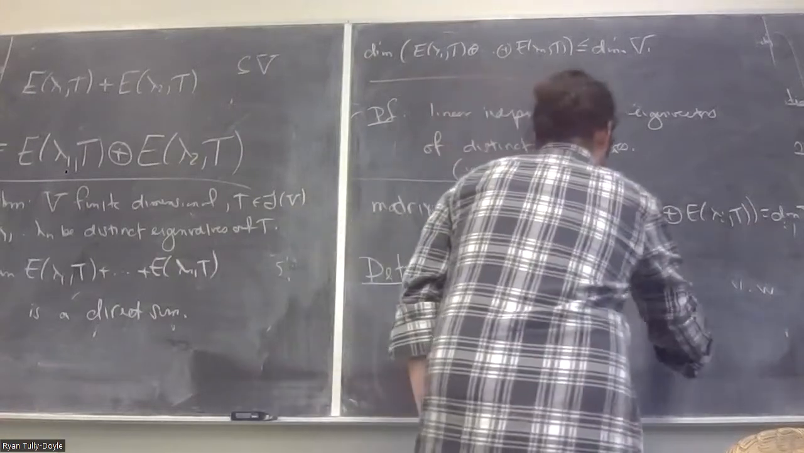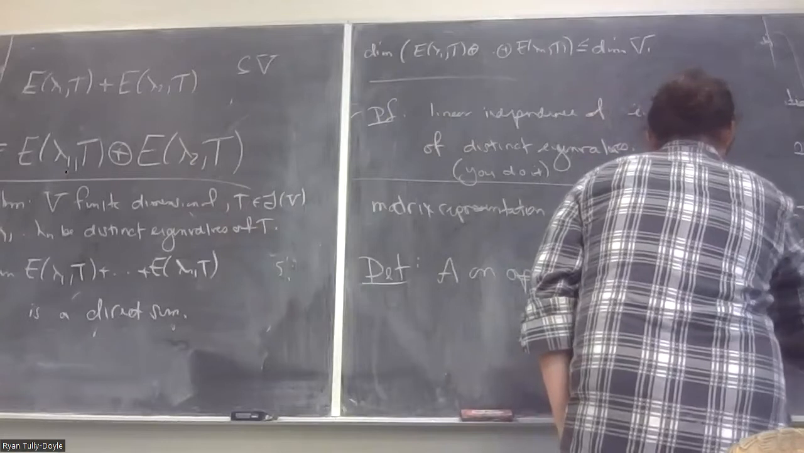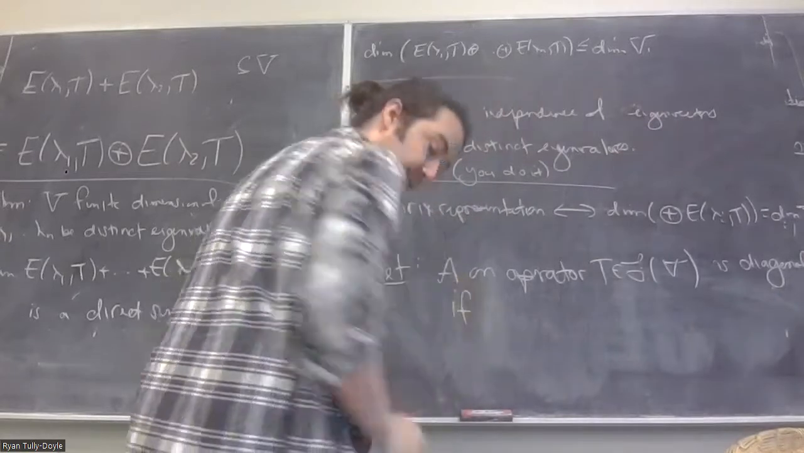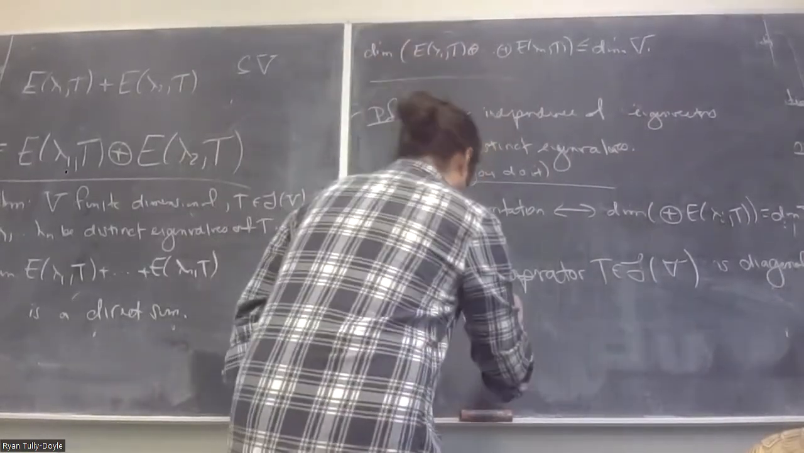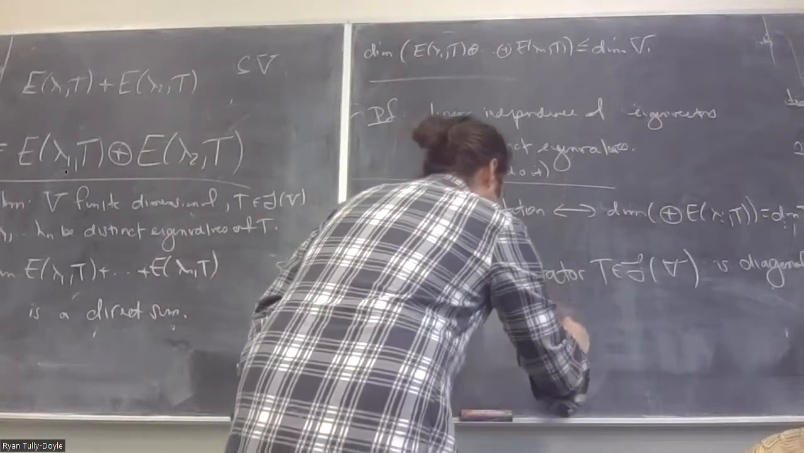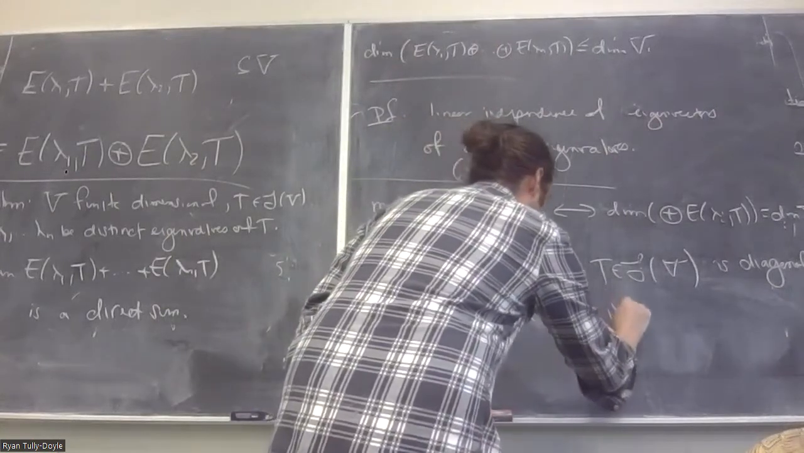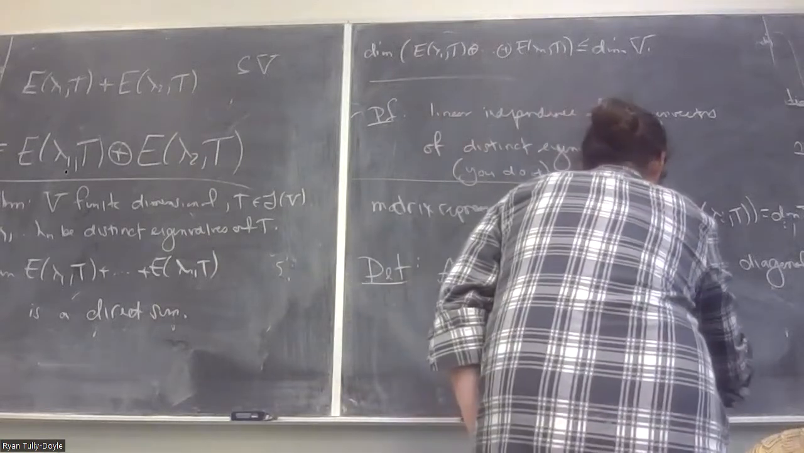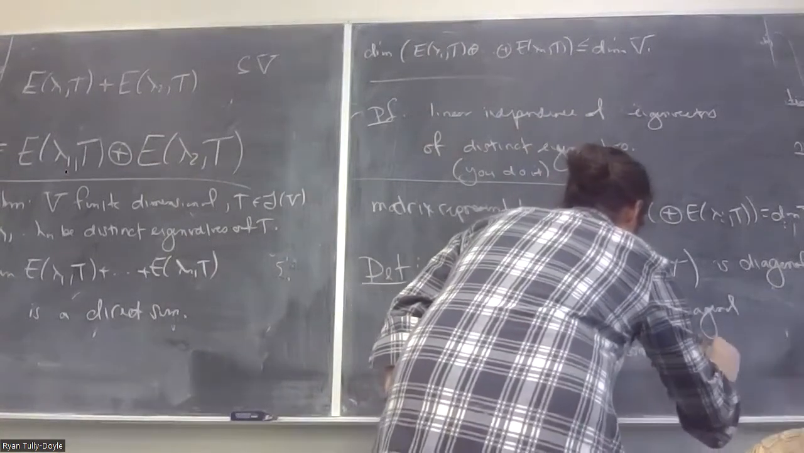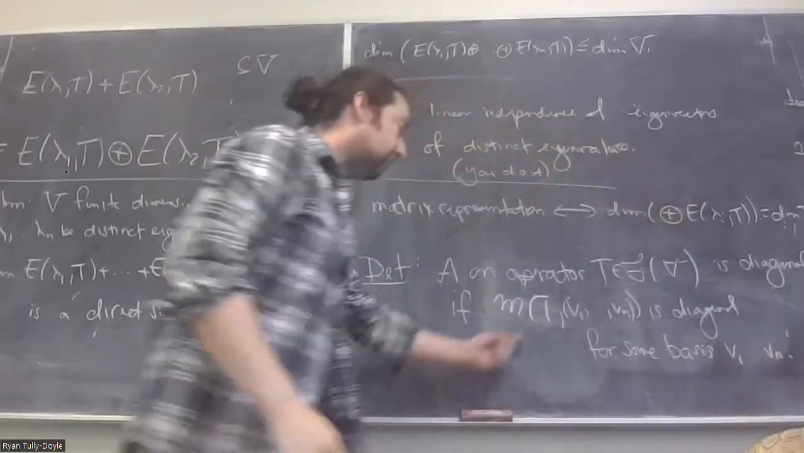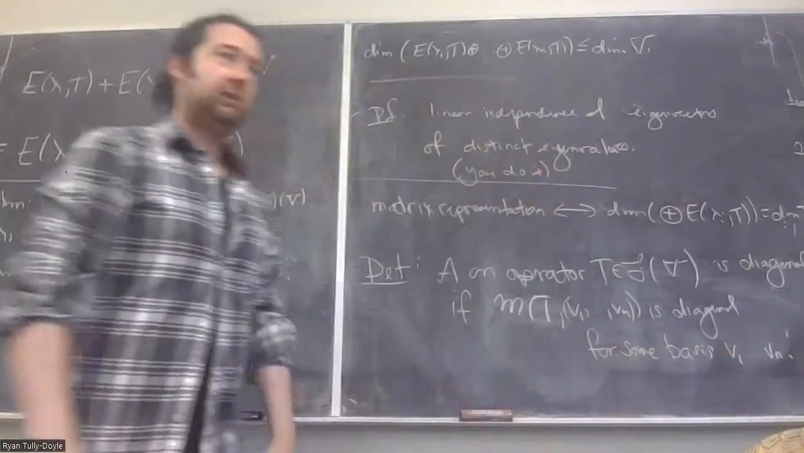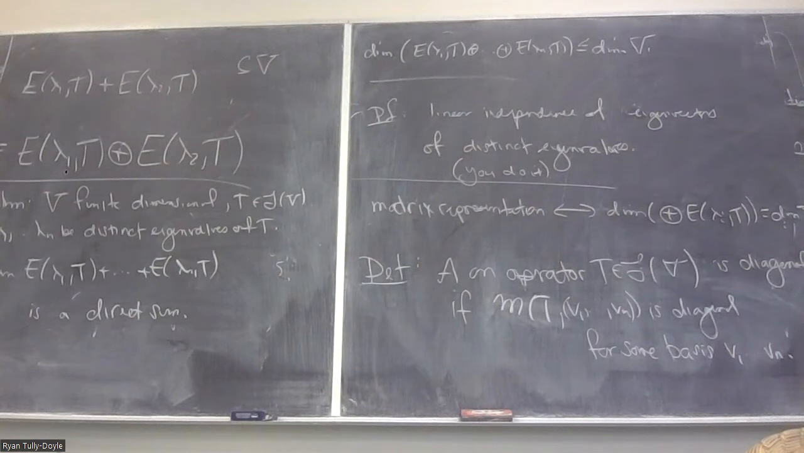Operator T in L(V) is diagonalizable if the matrix M(T) with respect to v1 up to vn is diagonal for some basis. We have a symbol for that. That says the matrix of T with respect to v1 through vn is diagonal for some basis v1 through vn. I can find some basis so I get a diagonal representation.